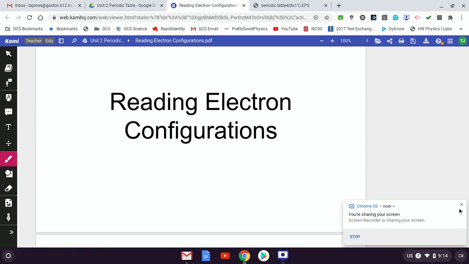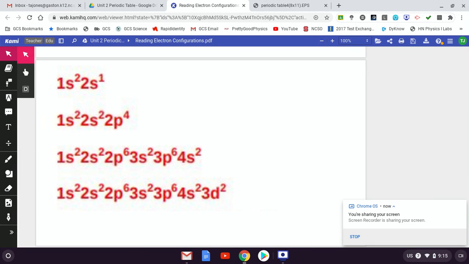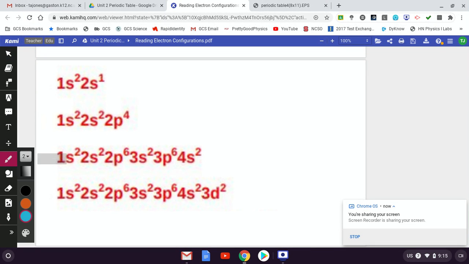All right, now we're going to work on reading electron configurations, which is way easier. I just copied these off of the internet. This is the answers to somebody's worksheet. We will figure them out. Blue will be a good contrast.